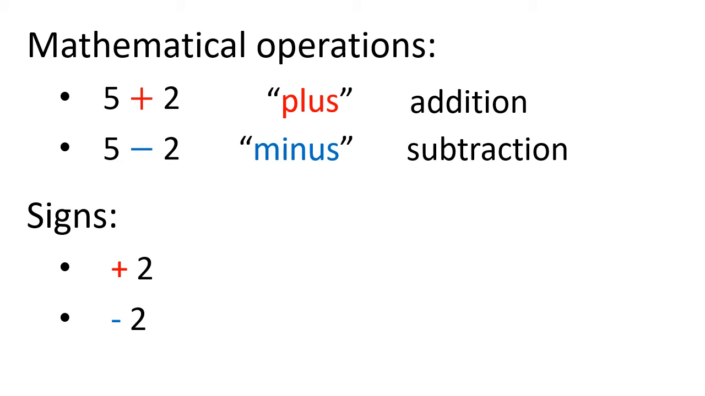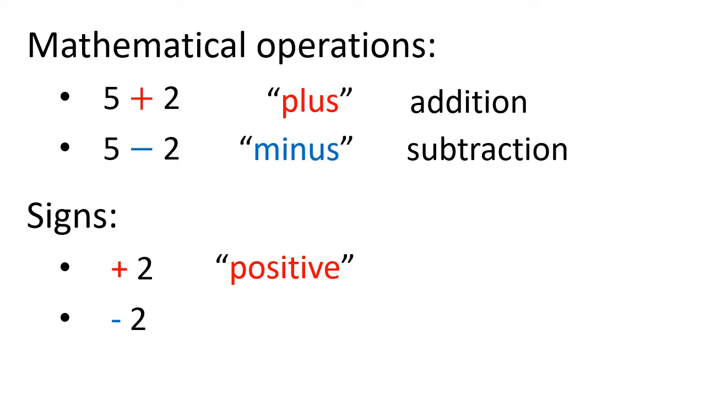As you can see, math operations are between two numbers. Now let's learn the signs. A sign is placed in front of a number. Plus 2 is not a math operation. Plus is a sign for 2. We call it positive 2.